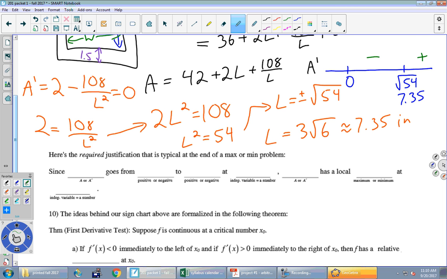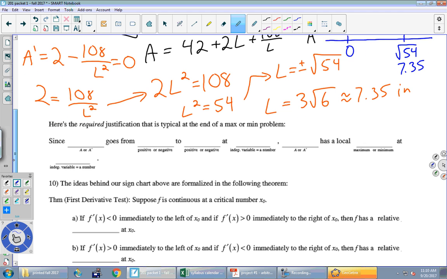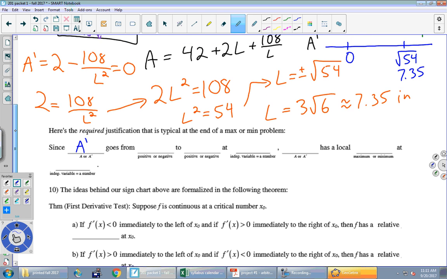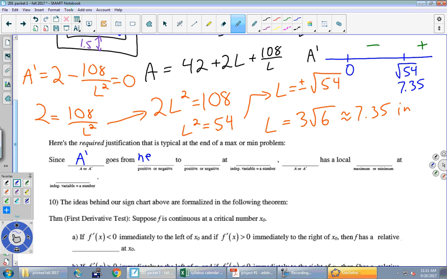So that's how we justify, and we write the following sentence to make sure that we're really clear in explaining that number line. So here it goes. A required justification that's typical at the end of a max or min problem. Since A prime, what did we just plug into up there? A prime. Since A prime is the derivative of the area, goes from, what was it to the left? Negative. Goes from negative to positive at, and then you write down the input value. It was L equals root 54.